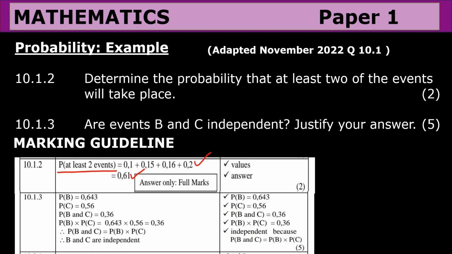Then the question there says, are events B and C independent? Justify your answer. So for us to be able to calculate whether they're independent or not, there needs to be a formula in your mind.